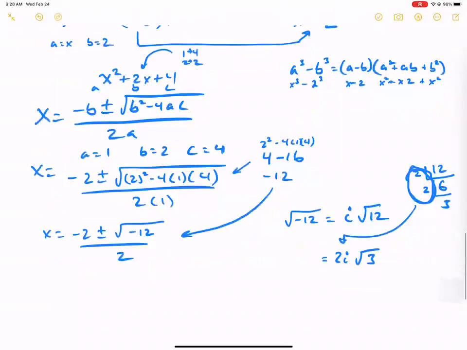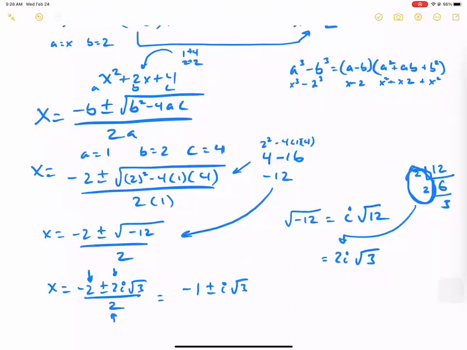So to rewrite this mess, x equals negative 2 plus and minus 2i square root of 3, all over 2. Now this next step you guys have to be good with. Can I divide the front and the back by 2? Can I reduce the fraction? Yes, I can. So negative 1 plus and minus i square root of 3.